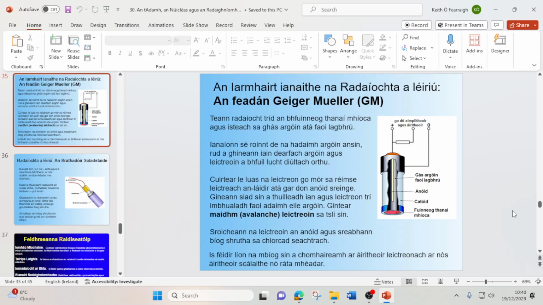The half-life for a certain isotope is 20 minutes. How many half-lives in 5 hours? 20 minutes into 5 hours is 15, so it's 1 over 2 to the power of 15. Does that make sense? How many half-lives in 5 hours? 15.